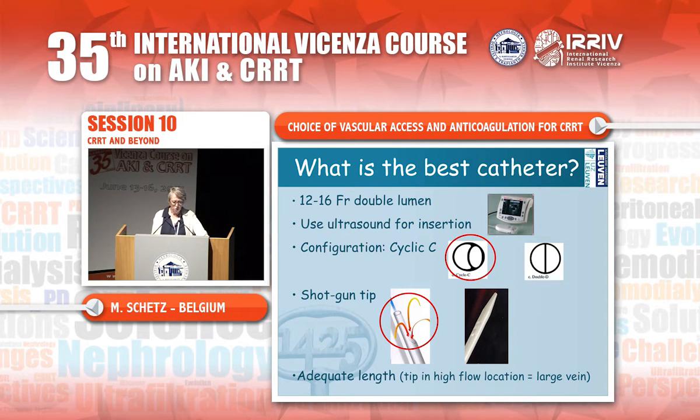Catheters in the upper body should be inserted with ultrasound to reduce complications. The optimal configuration has not been really studied, but it's probably this cyclic C configuration that has no sharp angles and therefore will induce less turbulence and clotting. And the same is true for the design of the tip, because the shotgun approach will have less turbulence than a catheter with side holes. The catheter tip should be in a high flow location, in other words, in a large vein.